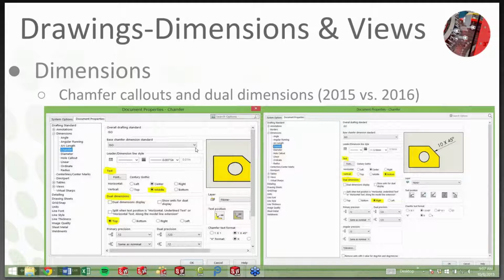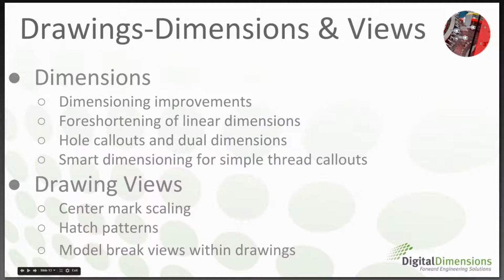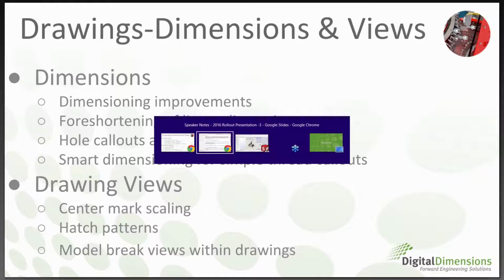So the next couple things I'm going to go over are some new improvements to dimensioning. We have foreshortening of linear dimensions, a couple improvements to hole callouts and the dual dimensioning, and also smart dimensioning for simple threads. Then a couple things on drawing views: we're going to look at center mark scaling, a couple additional hatch patterns that have been added, and the addition of model break views within drawings. So let's go ahead and jump into SolidWorks, and I'll show you some of these great new features of SolidWorks 2016.